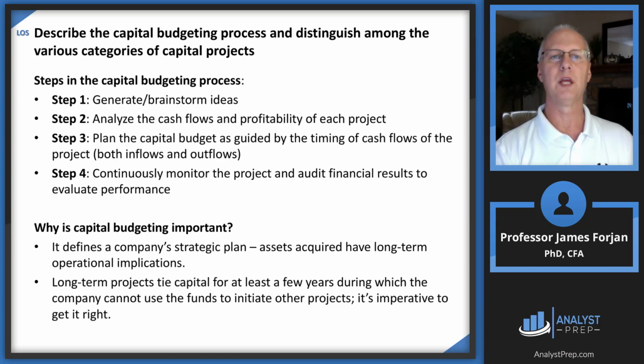Here are some steps in the capital budgeting process. Step one is to generate and brainstorm ideas. And I want to go back to an example that I've used many times throughout these videos: Apple. I bet you're aware that Apple recently became a $1 trillion market value company. How has it done that? Well, it's developed product lines that people all over the world not only want, but demand, and they're willing to pay a relatively high price for it.